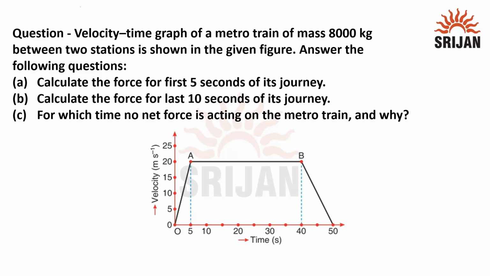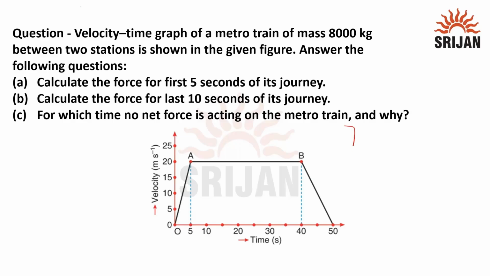Question is, velocity time graph of a metro train of mass 8000 kg between two stations is shown in the given figure. Answer the following questions. The first part is, calculate the force for the first 5 seconds of its journey. The second part is, calculate the force for the last 10 seconds of its journey. And the last part is, for which time no net force is acting on the metro train and why.